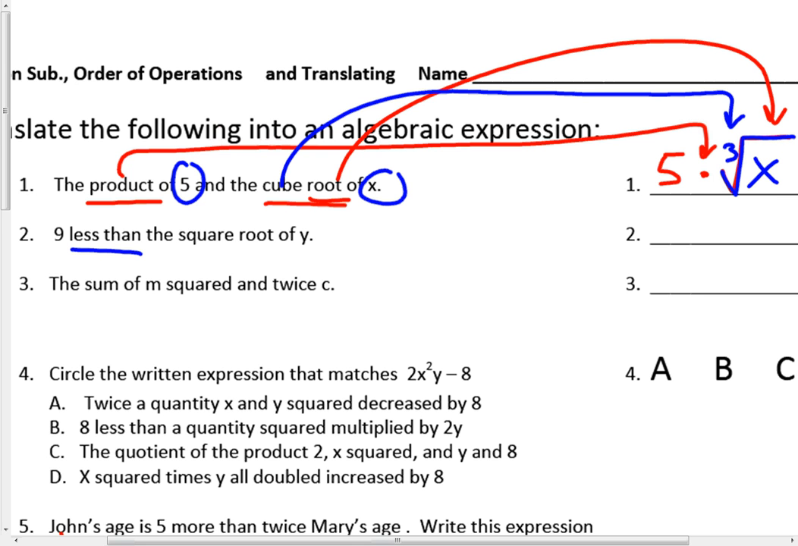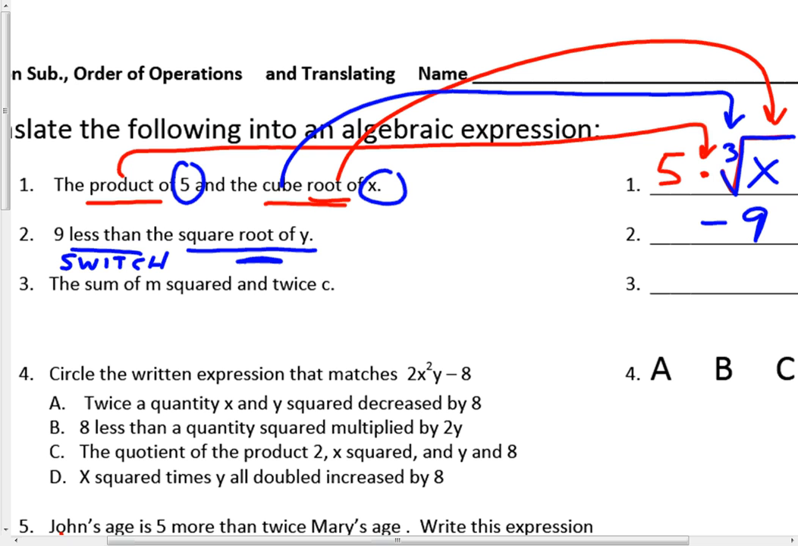Underline less than. Underneath the words less than, write the word switch. What am I saying when I say switch? What am I switching? The order. So 9 does not go first. 9 goes last. It's still subtraction because it's less. But the square root of y comes first.